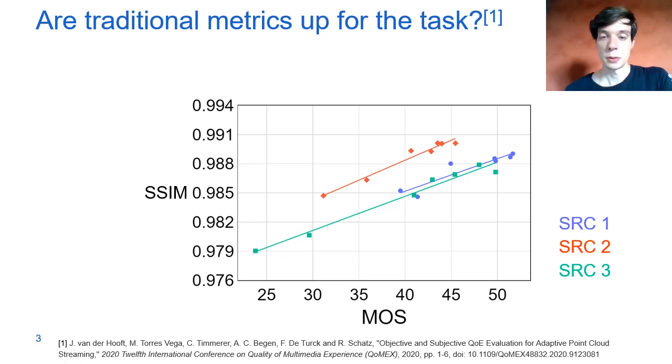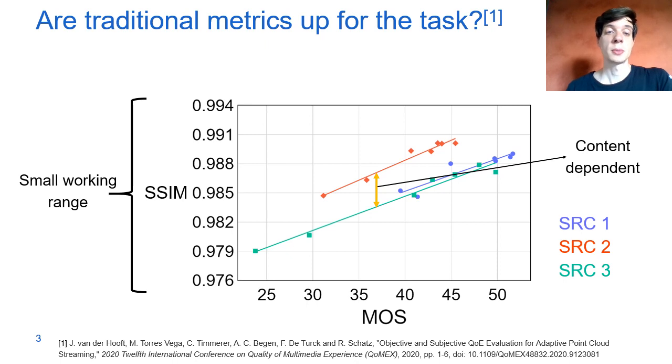Now, as you can see from the graph, SSIM is actually showing very strong correlation to mean opinion score, but only on a per video basis, meaning there is a content dependency as the curves are shifted depending on the video at hand. Second, as you can see from the y-axis, we're also working in a very small working range of SSIM of about 0.02, which means that a very small deviation in SSIM actually leads to a very high difference in mean opinion score, which is of course impractical to work with.